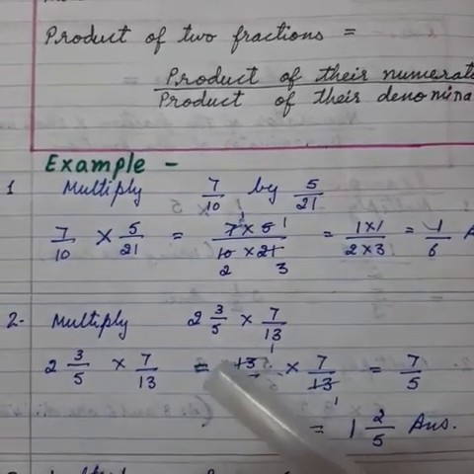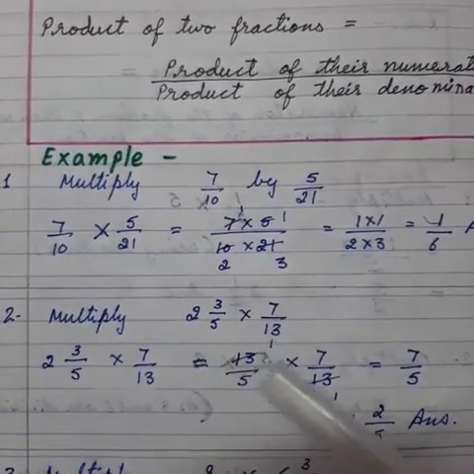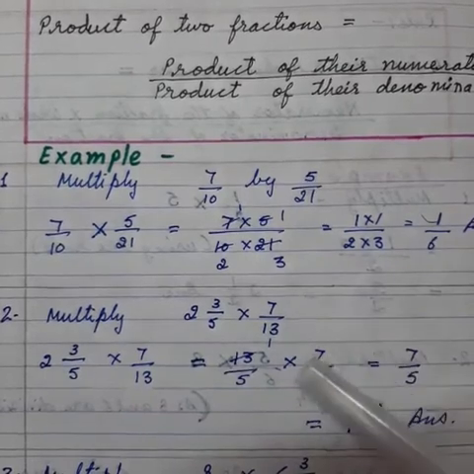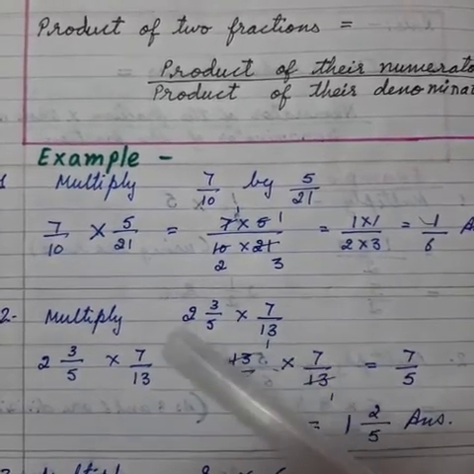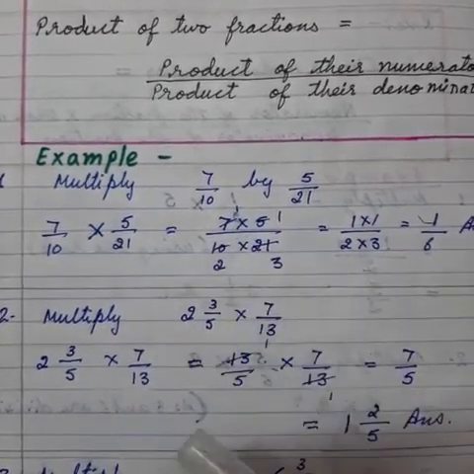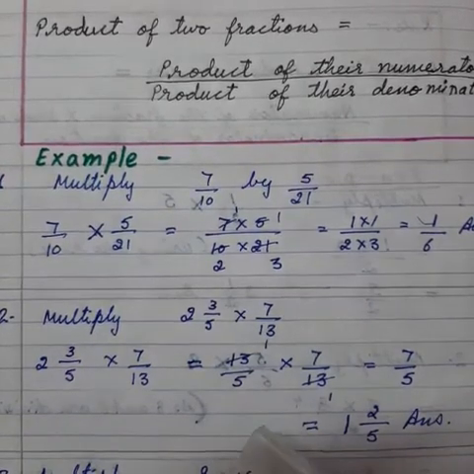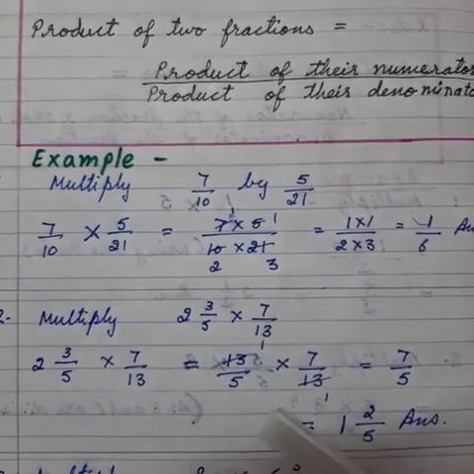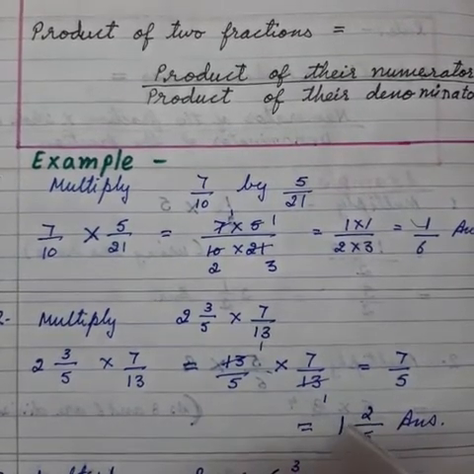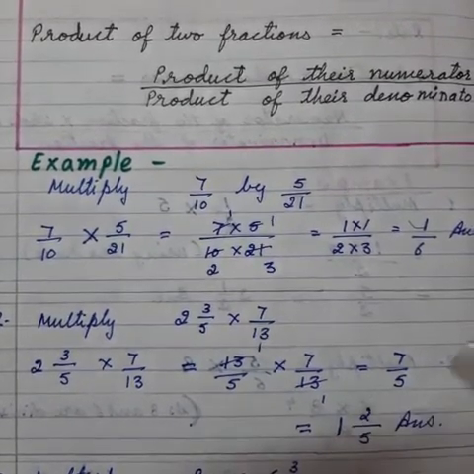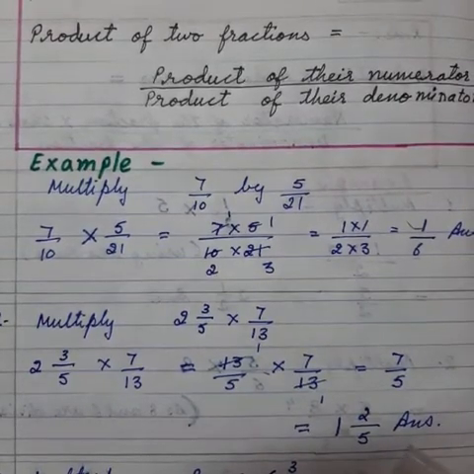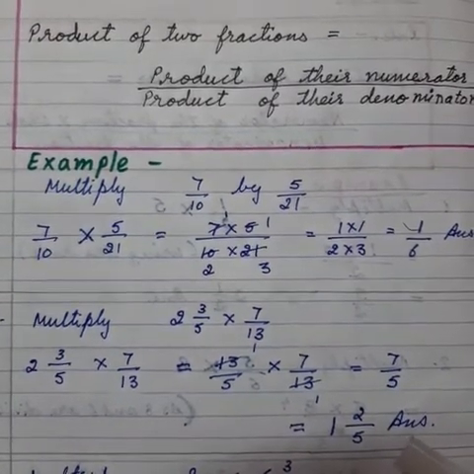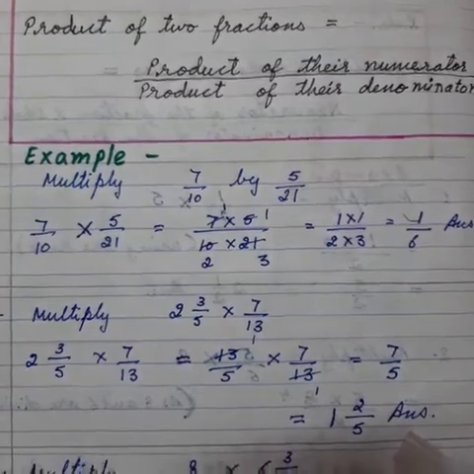Example 2, we have 3 upon 5 to be multiplied by 7 upon 13. Now as you can see, this is a mixed fraction. So we have to convert it into an improper fraction and then multiply. So we have converted it and then we will reduce it. Finally we get 7 upon 5, and we get a mixed fraction, that is 1 2 upon 5.